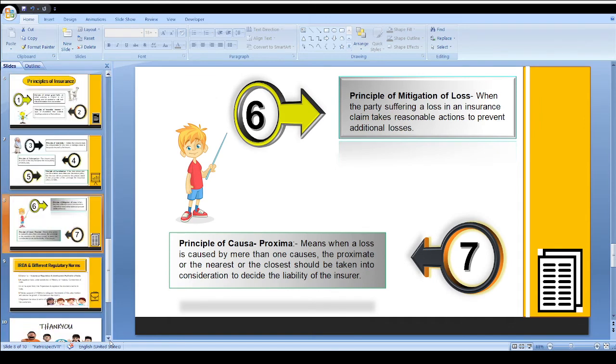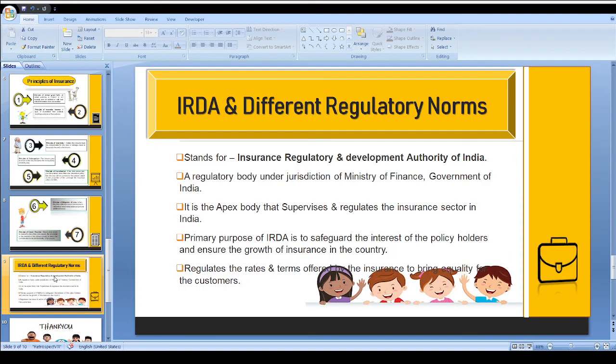Further, we are talking about the organization that regulates the different insurance companies working in India. That is IRDA. IRDA stands for the Insurance Regulatory and Development Authority of India. It was developed under the Insurance Regulatory and Development Authority Act 1999, and it is a regulatory body that works under the jurisdiction of the Ministry of Finance, Government of India. Apart from this, it is an apex body that supervises and regulates the insurance sector in India.